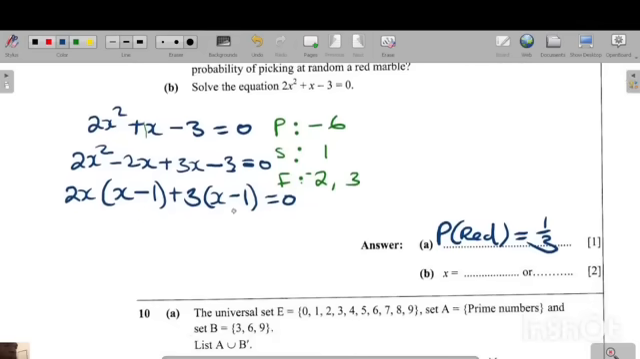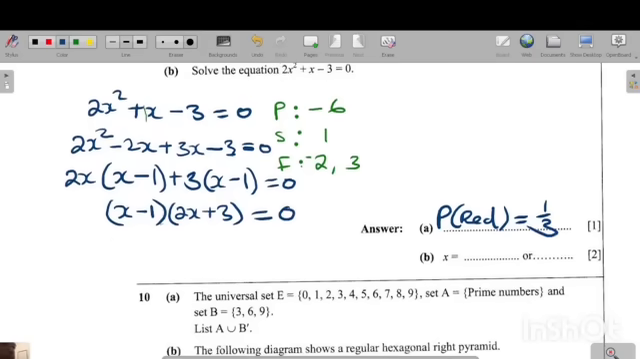So you can see that what is in the brackets is the same, so we just pick one of them. And then you pick these outside ones, so 2x plus 3, and then everything is 0. Now, if you have this situation, it's either this is equal to 0 or this is equal to 0. So you have x minus 1 is equal to 0, or 2x plus 3 is equal to 0.